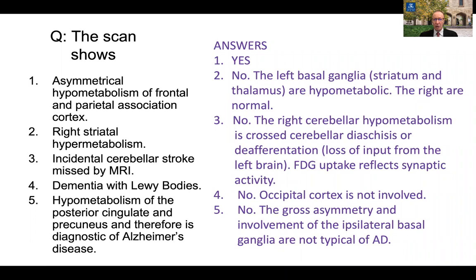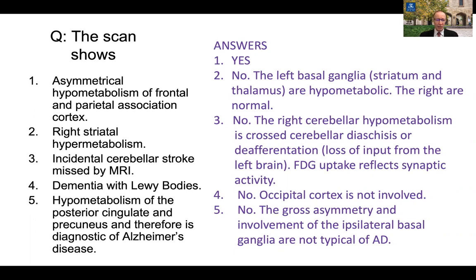This is loss of stimulating input from the left side of the brain. Remembering that FDG uptake reflects synaptic activity. So if you've got no neuronal input into the cerebellum, all goes quiet and down goes the metabolic activity. Dementia with Lewy bodies? No, the occipital cortex is not involved in this case.